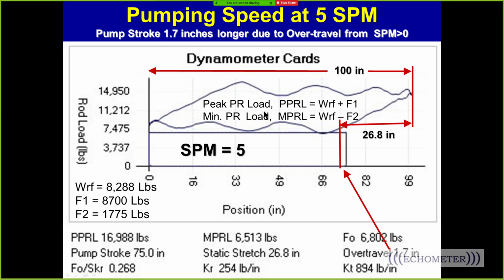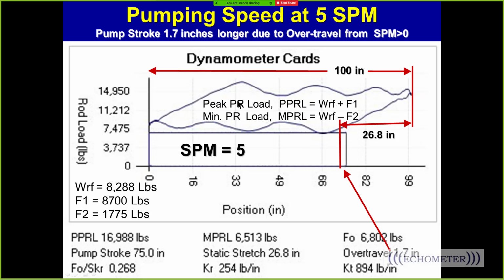Now, that means that since we have a speed that's faster than 0 strokes a minute, we have an acceleration force. We call it the F1 force to pick up the fluid load on the upstroke. And the weight of rods and fluid plus this F1 force equals the peak load. And then you take the weight of rods and fluid minus the acceleration force releasing the fluid load, and that creates the minimum load on the downstroke, minimum polish rod load. And so as we pump faster, we're going to increase the peak load and reduce the minimum load.